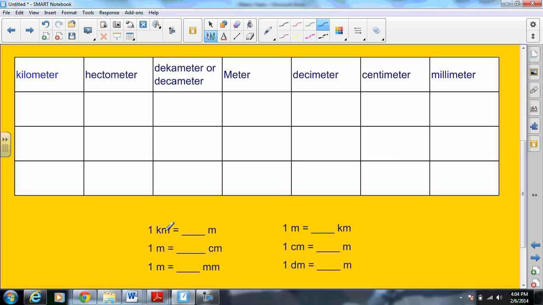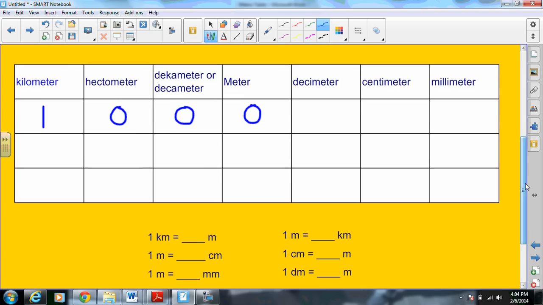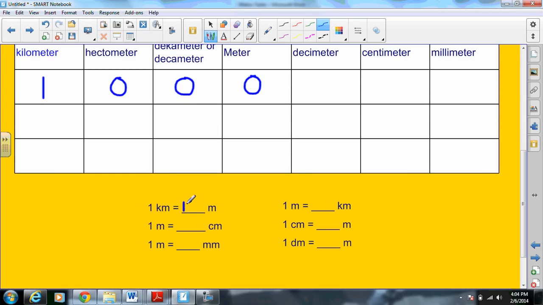It says 1 kilometer, km is the abbreviation for kilometer, equals blank meters. Well, if we fill in 1 kilometer, and fill it all the way in with zeros until we get to meters, because that's what we're trying to figure out, sort of like the place value chart a little bit, the number that you see here is 1,000. That is how many meters are in 1 kilometer. So the right answer here is 1,000. It's just as easy as filling in the chart.